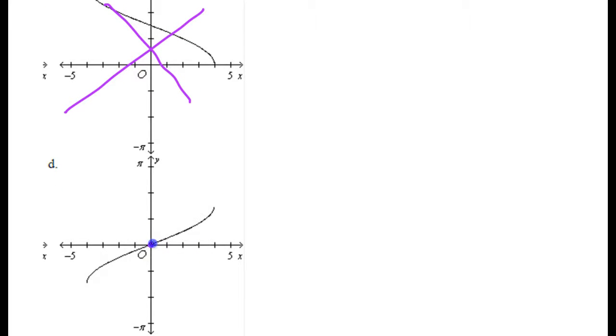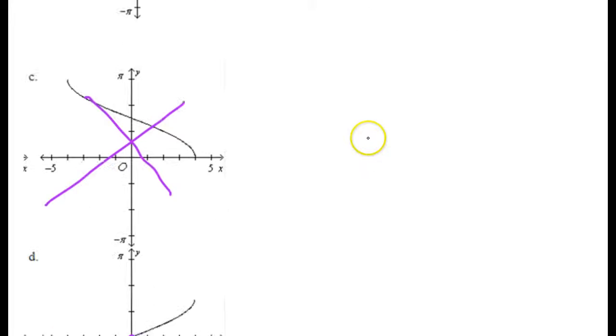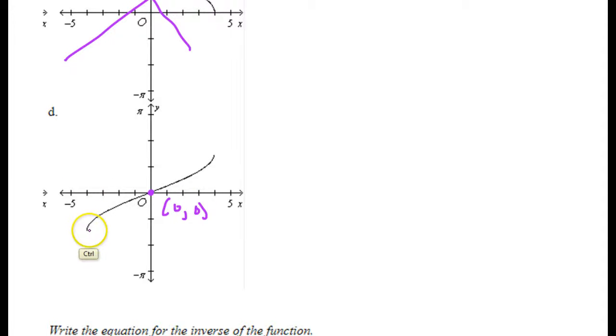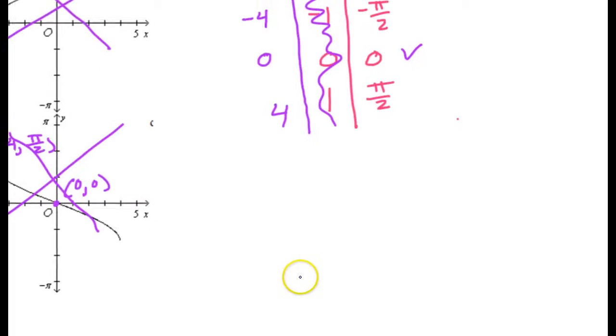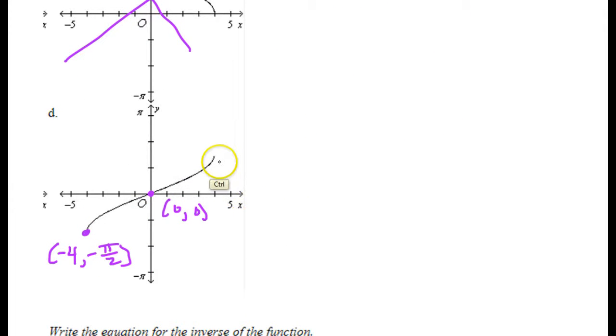All right, now let's check that last option. So we already had 0, comma, 0. All right, now we're looking for -4, -pi/2. So here's -4 and -pi/2. Okay, and we wanted +4, +pi/2. So at +4, here we are at +pi/2. Okay, so that tells us that option D is the correct answer.